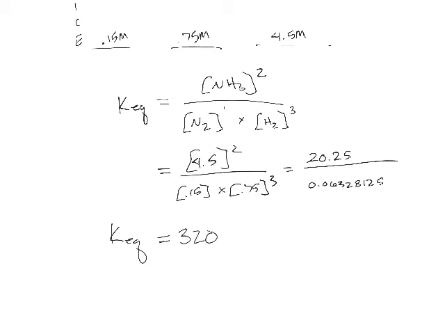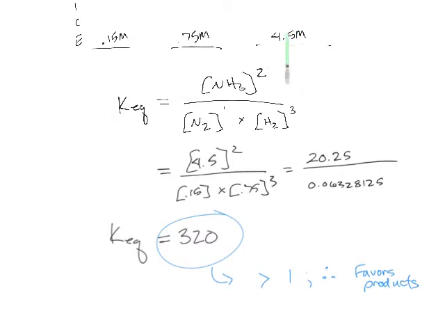So based on what we talked about for Keq, this number, Keq, is greater than 1. Therefore, it favors the products. And look at the amounts of chemicals that are present. There are way more products than there are reactants.